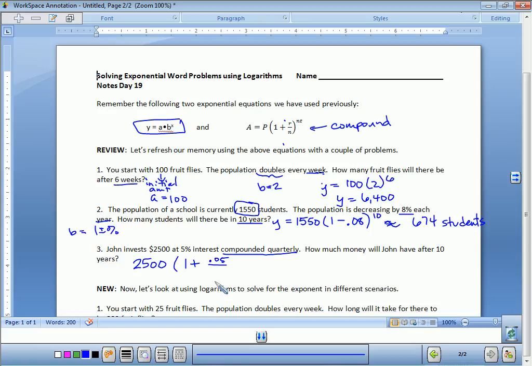N represents the number of times something happens each year. And quarterly tells me it happens 4 times a year. So 4 goes here, and 4 goes here in the formula. And T is time in years. So John's going to save for 10 years. Good job, John.